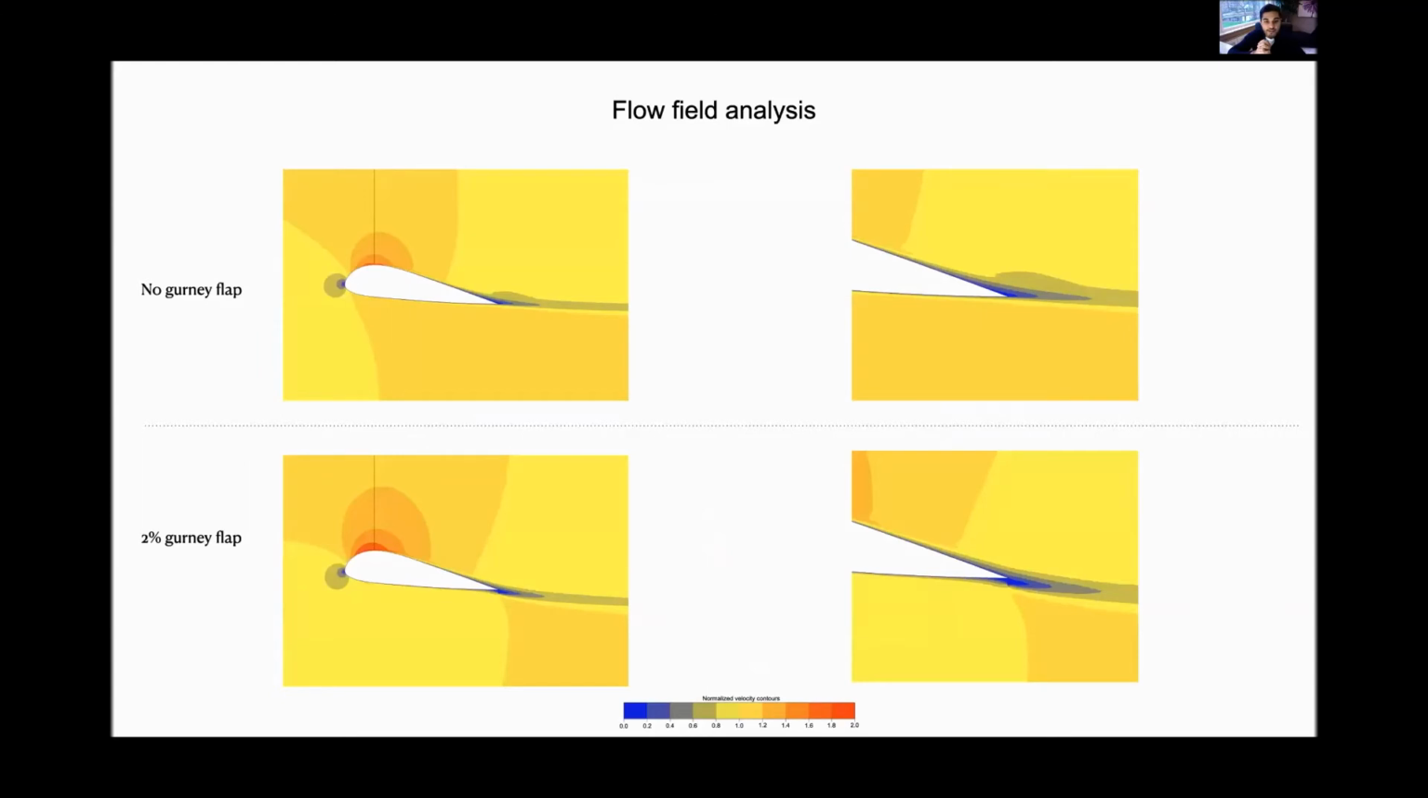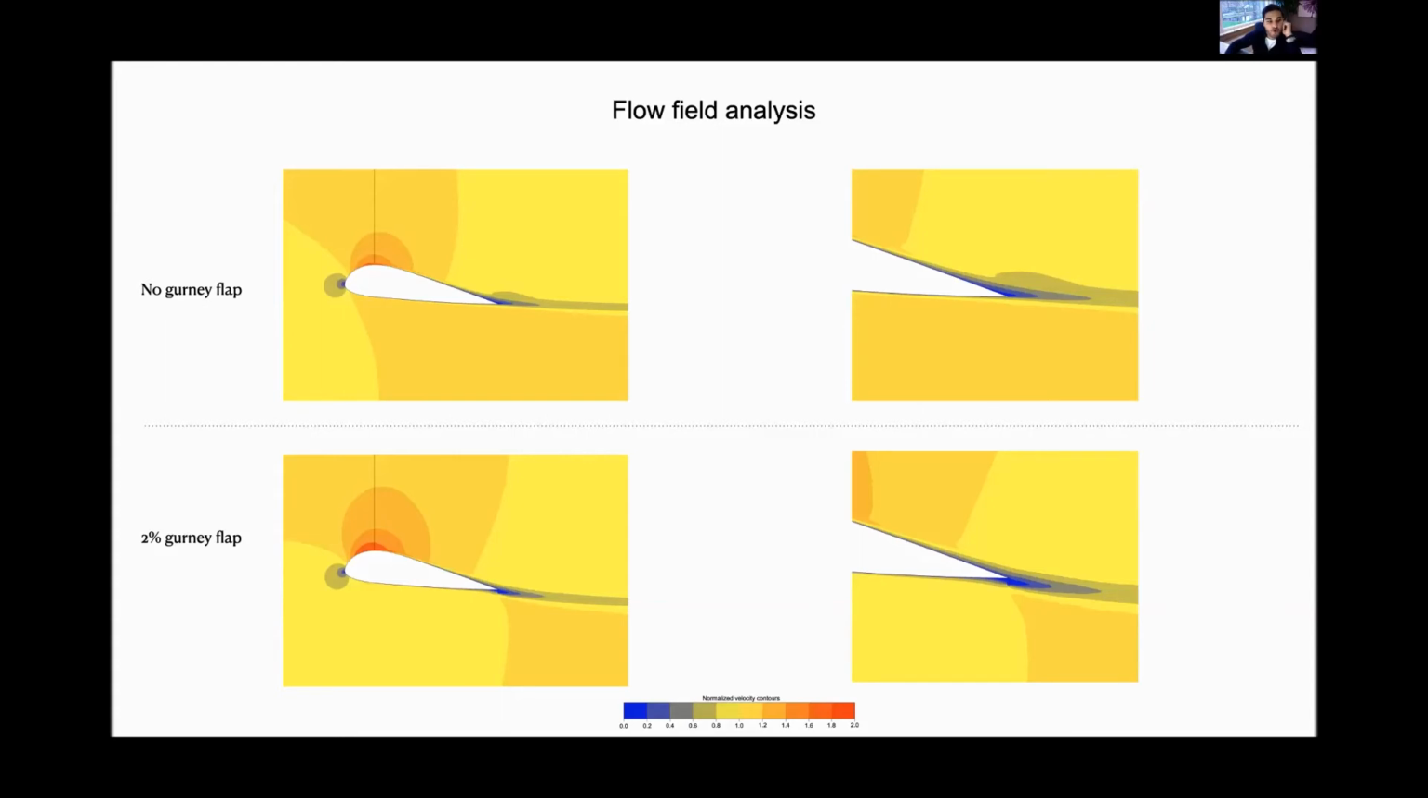If you notice at the flow field analysis, we did some flow field analysis using RANS calculation for this. I show the normalized velocity contours in this with no Gurney flap and with 2% Gurney flap at the bottom.